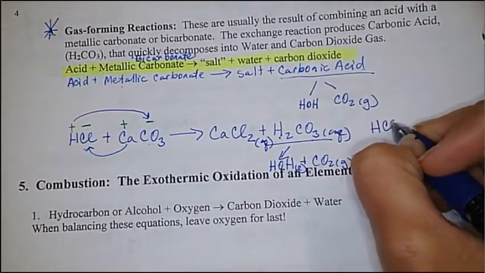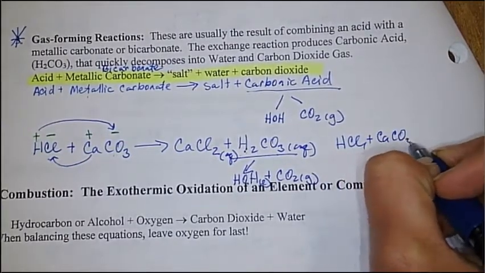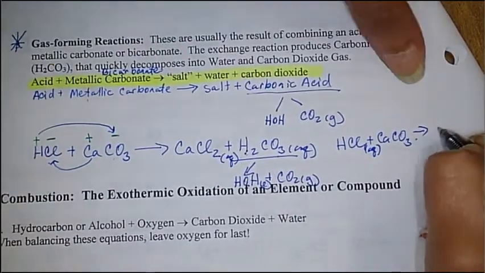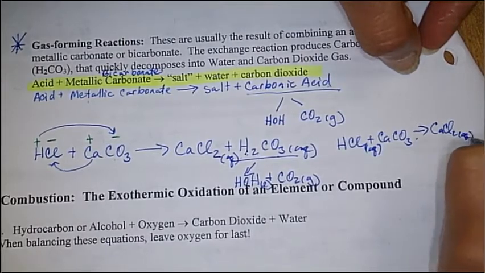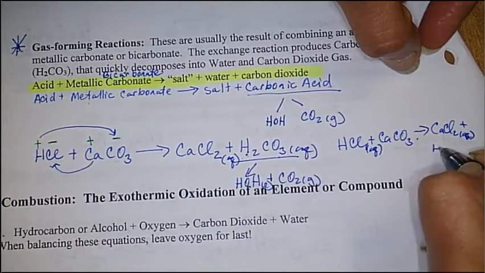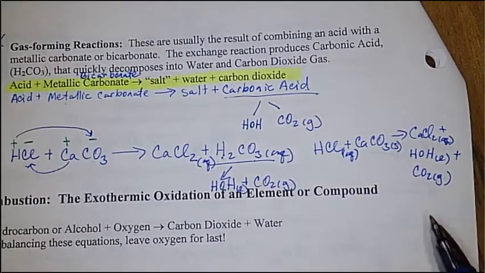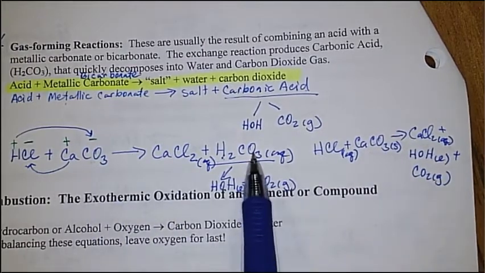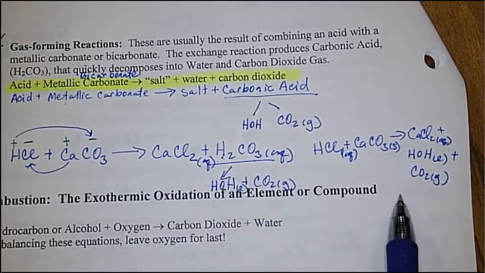So we would have hydrochloric acid plus calcium carbonate, and this is aqueous and produces calcium chloride, which is aqueous, plus you have your HOH, which is liquid, plus your carbon dioxide, which is your gas. So either way is acceptable. We can write it like this, or we can write it like this. Just depends on what I'm asking, which one's the acid or where's the gas in this reaction.